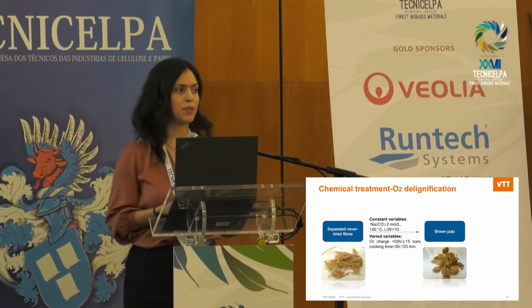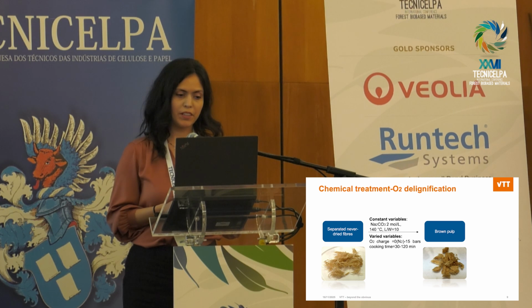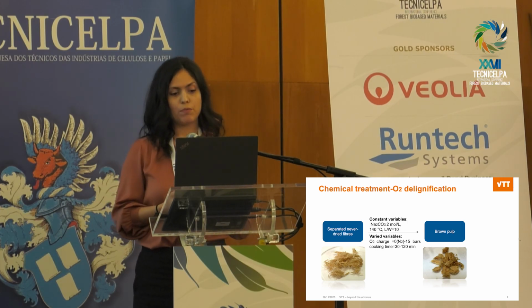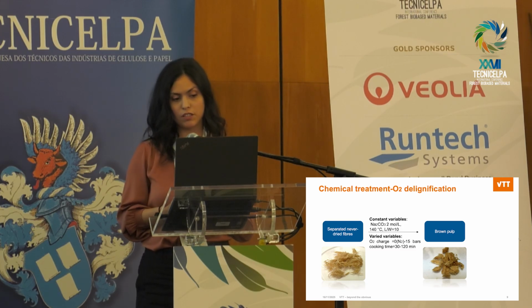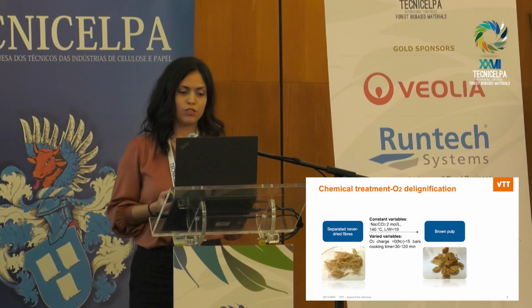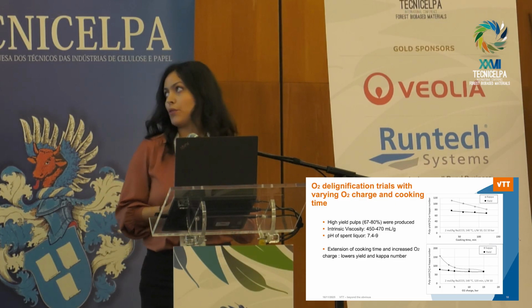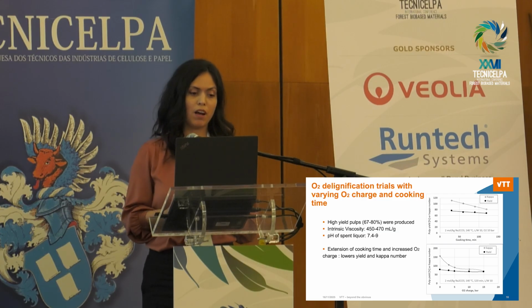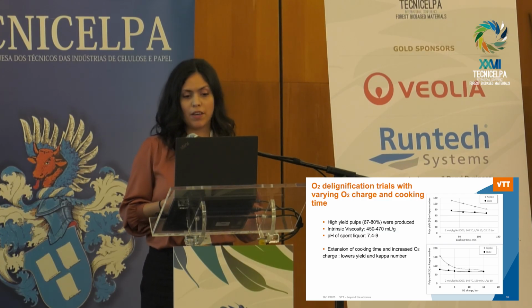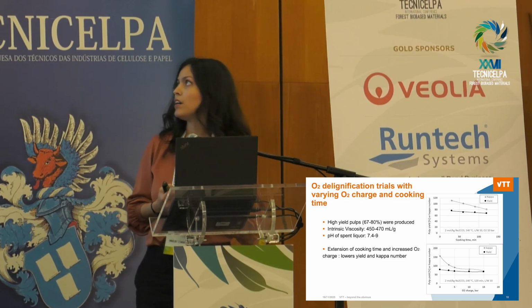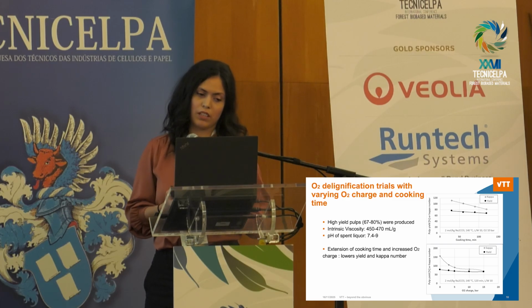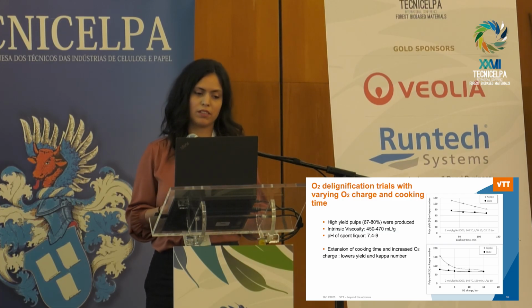Starting from the never-dried liberated fibers, using sodium carbonate as the alkaline source, 140 degrees and a liquid to wood ratio around 10, we produced brown pulp, and we screened the oxygen charge and cooking time as varied conditions to see their effect on the quality of the pulp. As you can see in these graphs, we were able to obtain high-yield pulps, 67 to 80%, using this methodology, with viscosity increasing from 450 to 470 mL/g. What we can observe is that the more we extend the cooking time and the more we increase the oxygen charge, the more the yield and the kappa number decrease.